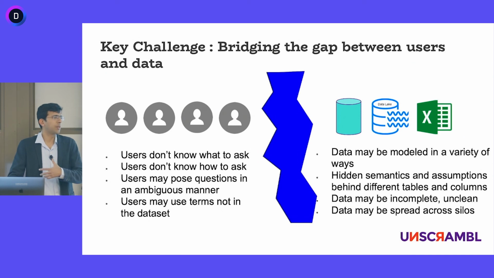And still, we made the assumption that you can't change the data. The data is as it is, because in many cases that's what it is. But you can add a layer on top of it that will try to make it easier for users to query. There's often lots of hidden semantics. Data might be incomplete and unclean, like the case I showed in the Austin data. And finally, data might be spread across silos.